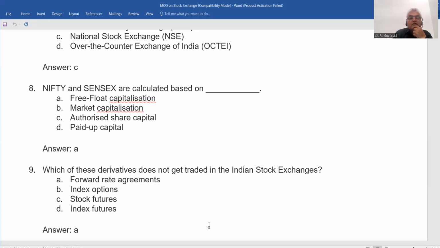Next is, which of these derivatives does not get traded in the Indian Stock Exchange? The options are forward rate agreements, index options, futures, stock futures, and index futures. So these forward rate agreements, they are not traded in Indian Stock Exchange. Yes.